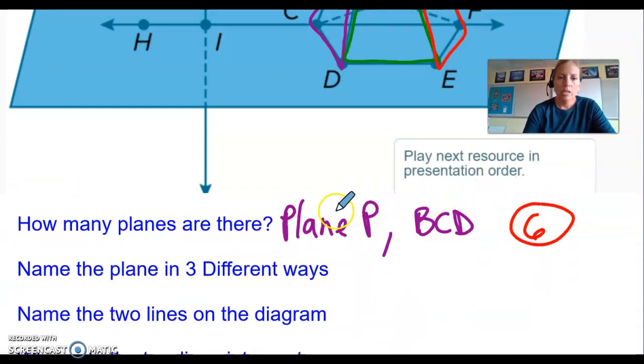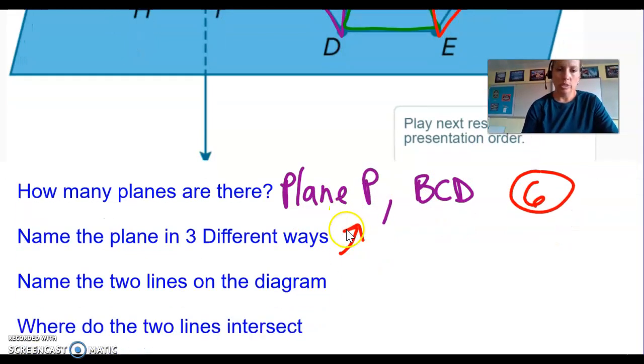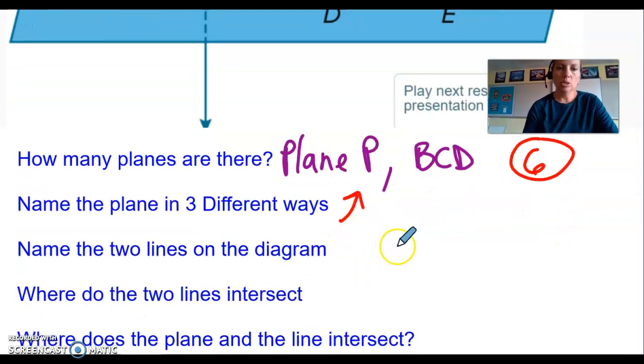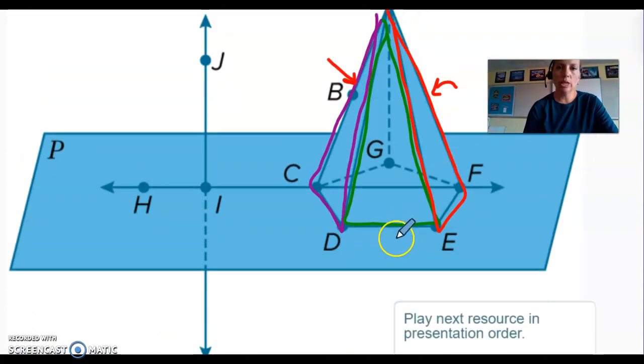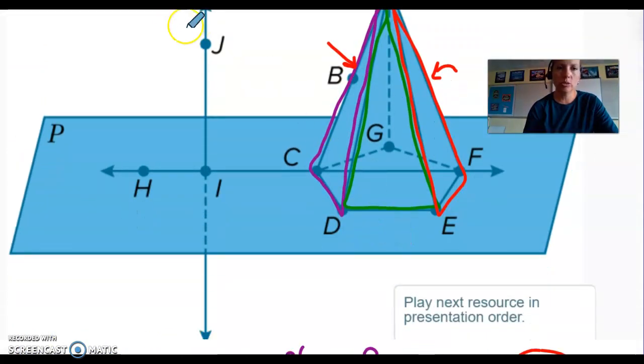All right, and then name the plane in 3 different ways. Well, we've got 2. You can name a 3rd one. Okay, name the 2 lines on the diagram. So again, you might want to hit pause and try to figure them out on your own.